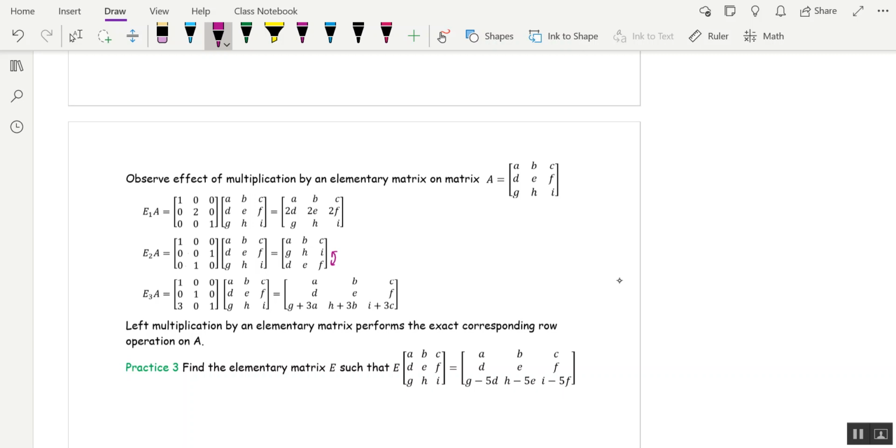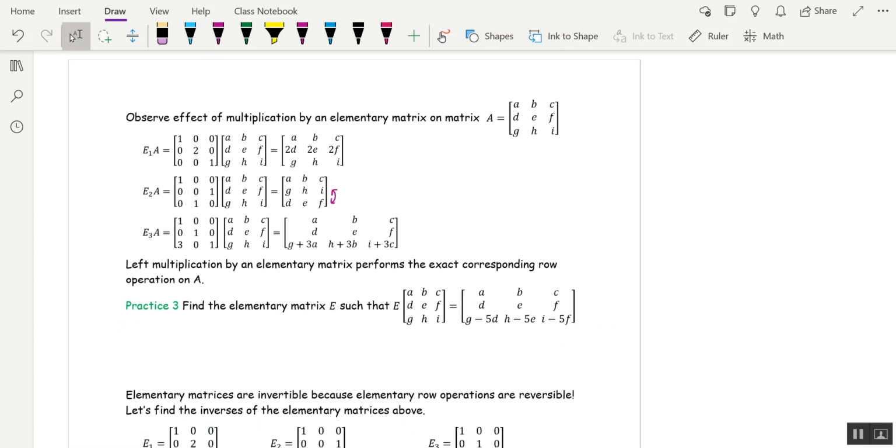So it's really amazing. Here's a practice one for you, answers at the end. Think about what elementary matrix E, a 3 by 3, you would multiply A by to get this matrix here.